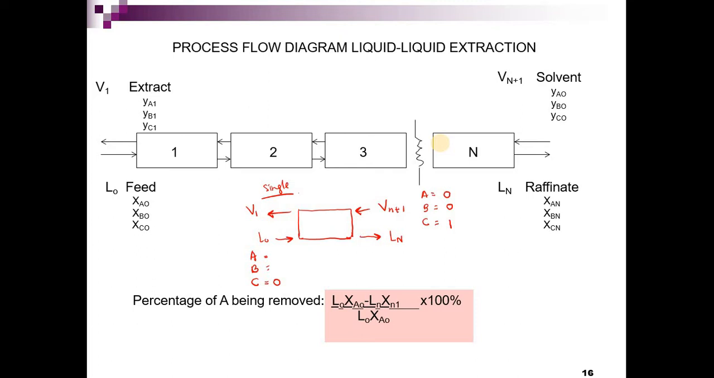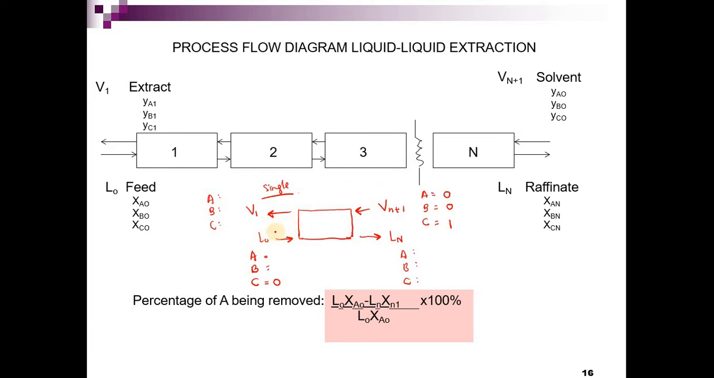The same thing goes for Ln and V1. Ln also has components A, B and C, while V1 also has components A, B and C. So in the liquid extraction system, we will consider three types of component. It is a three component system. A and B come from the mixture, and C is the solvent.